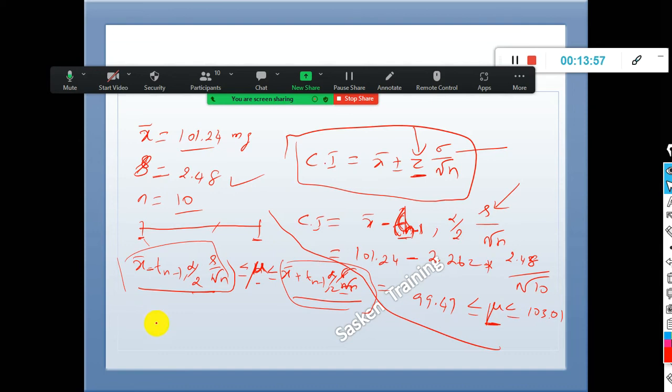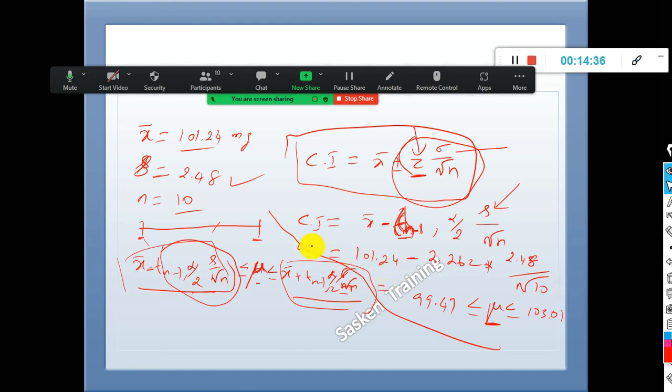Okay, so how do I write it? How do I explain it to management? So the batch mean is 101.24 mg with an error of, right? So you need to find out the margin of error. The margin of error is this part, z into sigma by root n. In this case, t with n minus 1 into s by root n. This is your margin of error. So the batch mean is with an error of whatever value you get here. So how much will you get here?